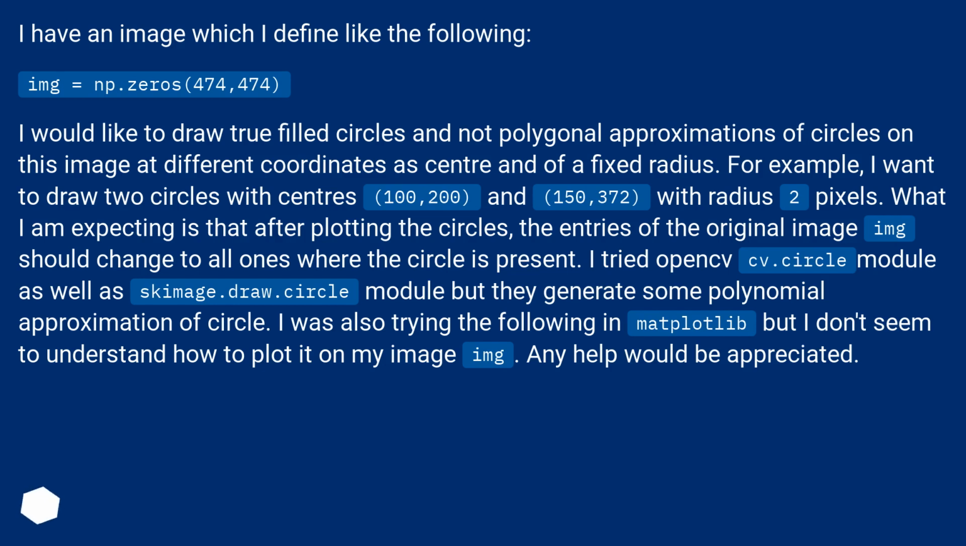I tried the OpenCV circle module as well as the skimage.draw.circle module, but they generate some polygonal approximation of a circle. I was also trying the following in matplotlib, but I don't seem to understand how to plot it on my image M. Any help would be appreciated.